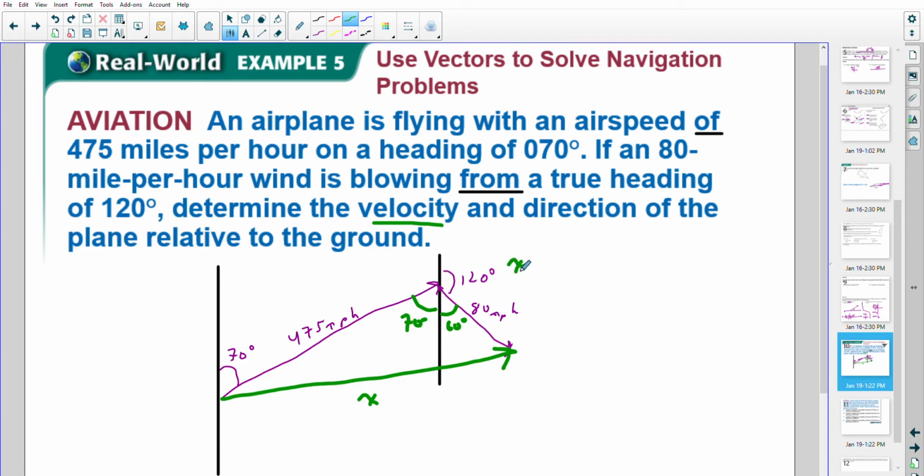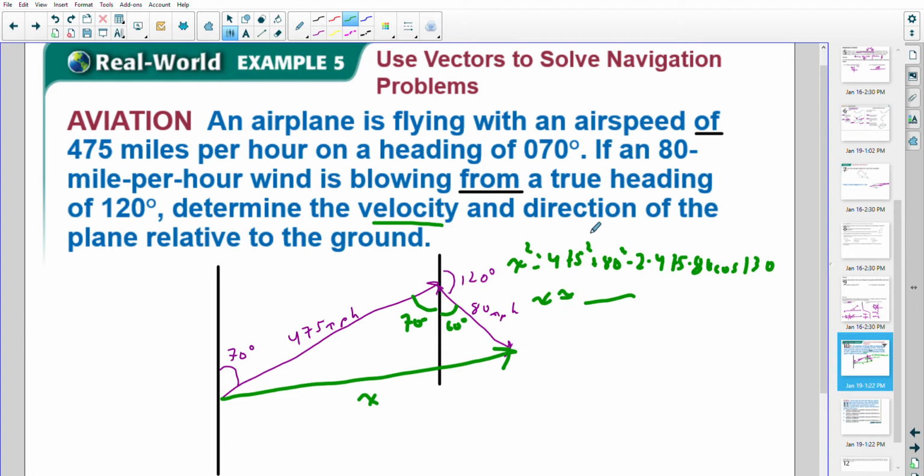So that means that x squared equals 475 squared plus 80 squared minus 2 times 475 times 80 times the cosine of 130. And when you go ahead and solve for x, you are going to get that particular number.